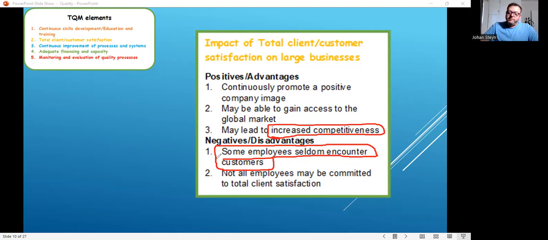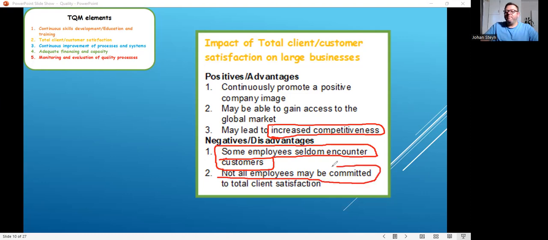The idea is that no matter who handles the client, everyone must treat them the same. But in a big business, if you don't get that active practice with working with clients, you forget. It's like riding a bicycle. You've got the skill, but you might fall still. So not all employees are committed.